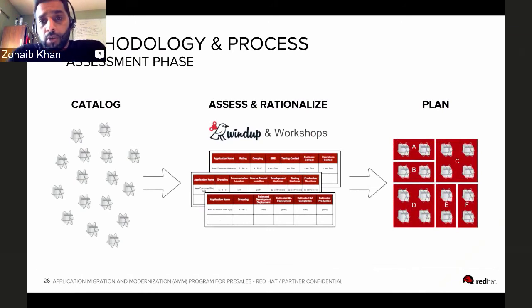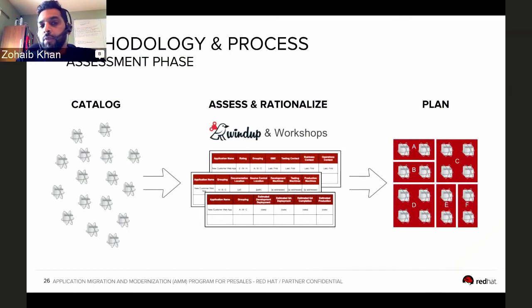We also have some tools at our disposal that we have developed as part of our consulting effort that are now available generally. Our methodology is that we sit down with the customers, catalog the applications, and start categorizing them into different buckets. The way we do that is we have a tool called Windup, and we conduct a set of workshops. Windup traditionally has been used to identify key points for migrating applications from WebLogic, WebSphere, or any other Java container to the Red Hat JBoss stack.